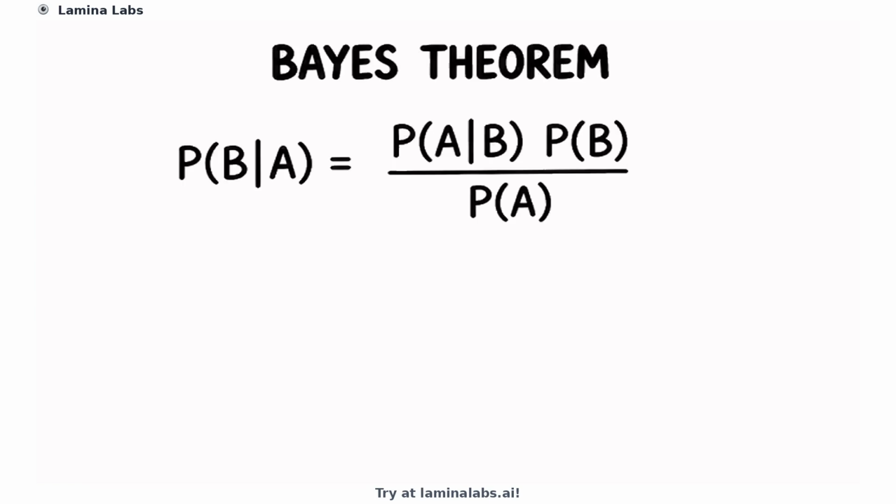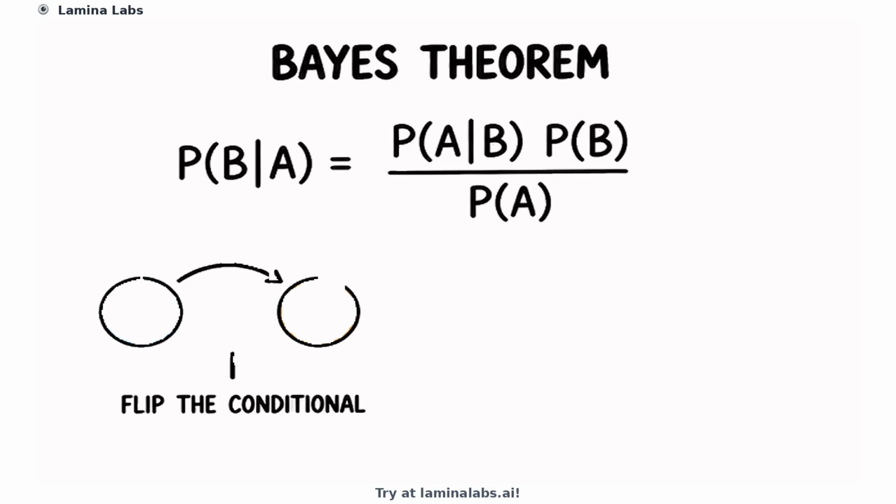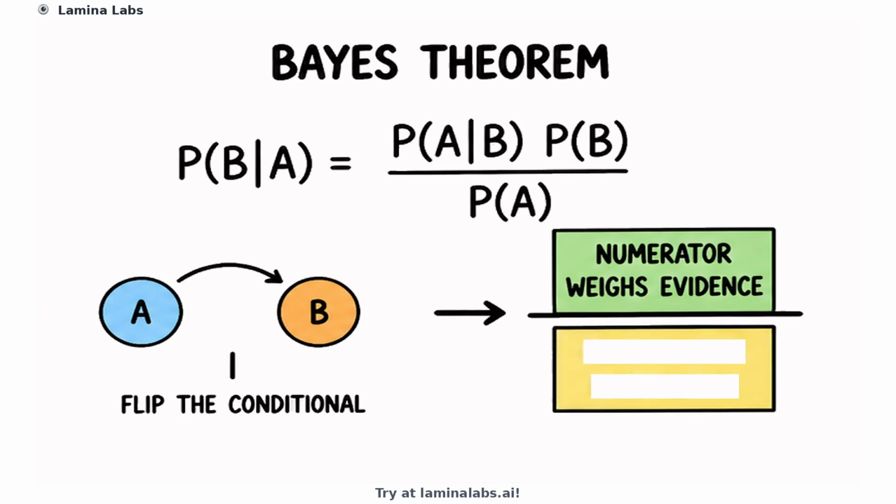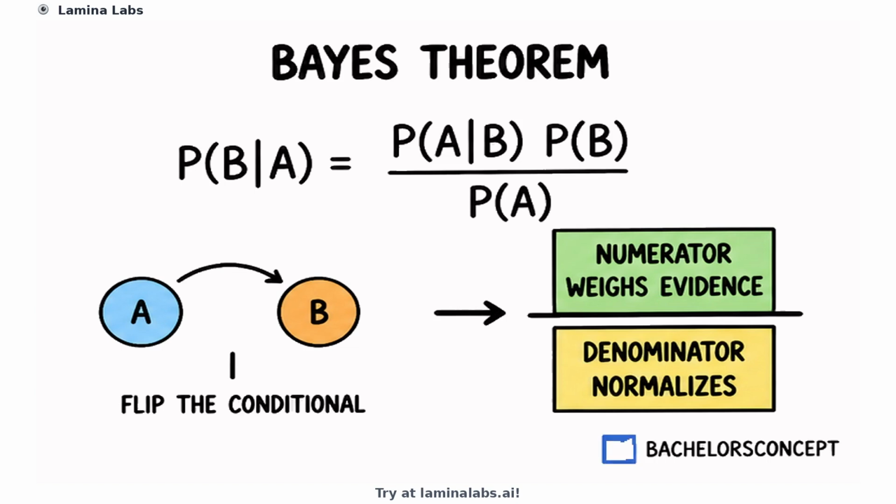Here comes Bayes' theorem. It flips the conditional. The probability of B given A equals P of A given B times P of B, all divided by P of A. The numerator weighs the evidence, and the denominator normalizes across all possibilities.